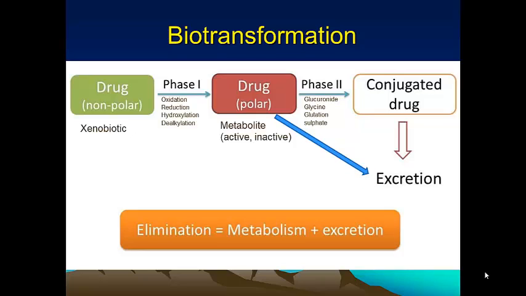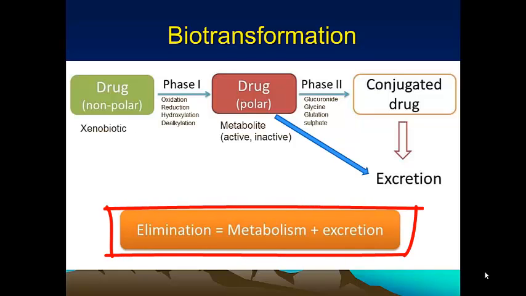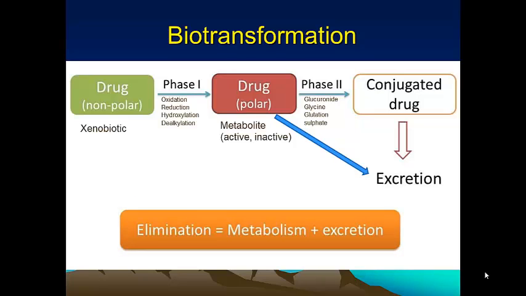It may need a further reaction, which means that it needs to be conjugated with another molecule that will definitely increase its water solubility even further. So this time it can definitely be excreted. Now, the combination of the metabolism and the excretion is usually what we call elimination, because the parent compound disappears from the circulation.